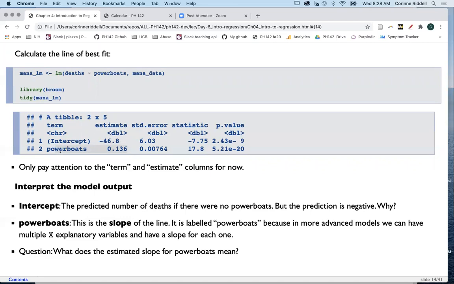The reason this says powerboats rather than slope is because, remember, we're in the framework of simple linear regression, where you only have one X variable. You could actually have several explanatory variables rather than just powerboats. So for the manatee death data, right now these deaths are thought to be a function of powerboats. But what else? Go to the chat and tell me what else manatee deaths might be a function of. These are manatees living in the ocean. What else could explain a rising death rate?